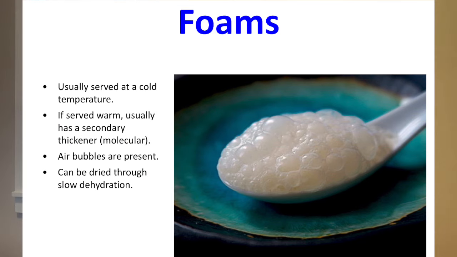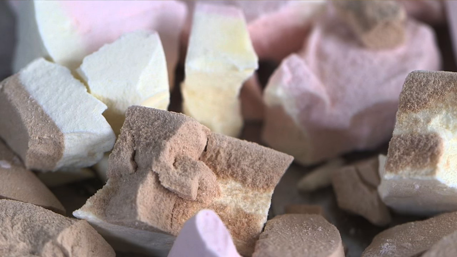They're fragile and evanescent, and they have very different densities, so the air bubbles rise while the water sinks. They're usually served cold. If they're served warm, there's almost always a secondary thickener, which is going to be molecular. We can tell that they're foam because we can see the air bubbles, and they can be dried through slow dehydration, as in the process of astronaut ice cream, dehydrated ice cream.